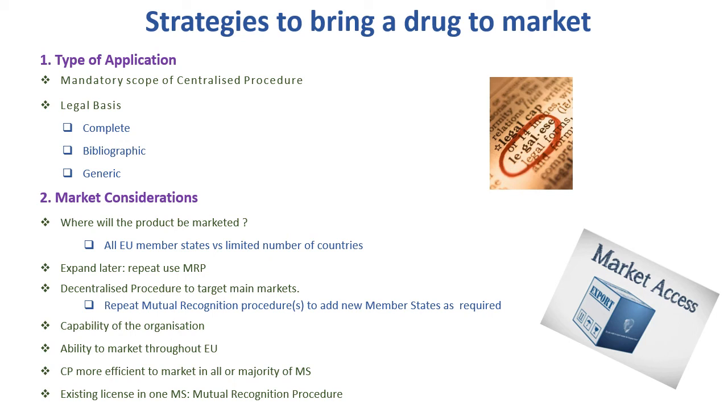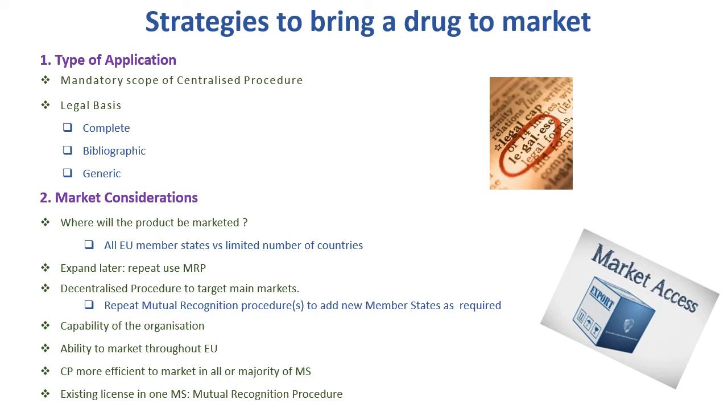The second strategy here would be your market consideration. If you're going for all EU member states or just limited countries, then you have to decide on that. There is a process to expand later where you have to repeat your mutual recognition procedure. And again, when you're going for decentralized procedure, you need to target your main markets. You can again repeat mutual recognition to add more member states, but first you need to target the main markets.